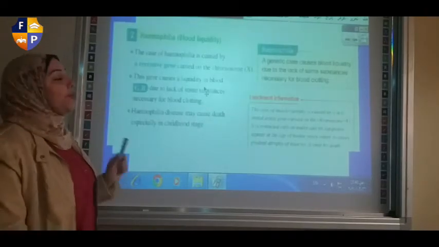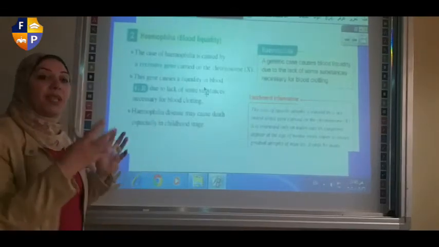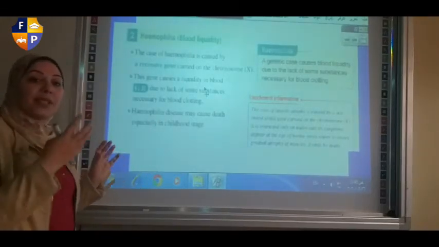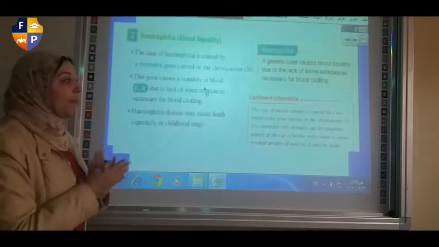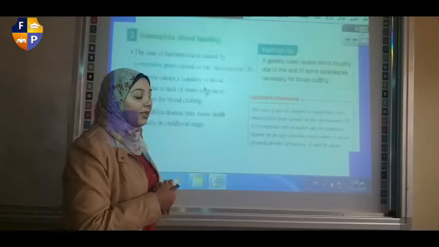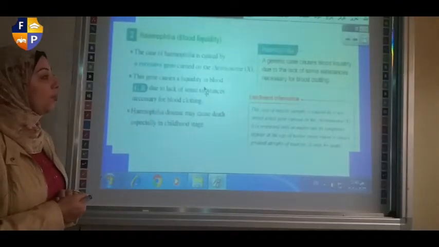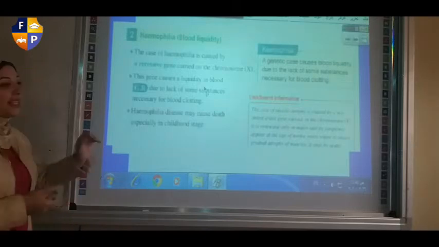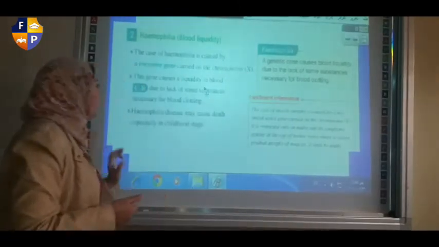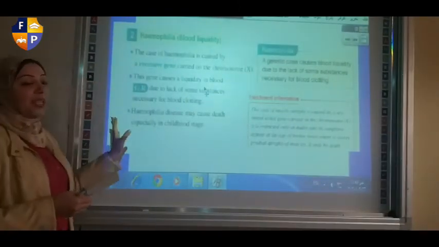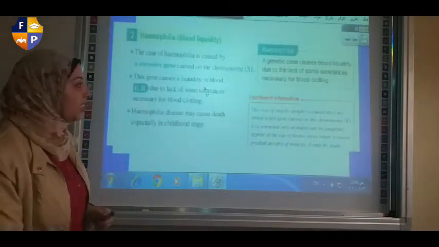Number 2 is hemophilia. What is meant by hemophilia? Hemophilia is the inability of blood to coagulate due to the absence of some genes, okay, which are some material needed for blood clotting. This hemophilia is a recessive gene, present only on the X chromosome. Okay? This hemophilia is a dangerous disease which may lead to death, especially in children.